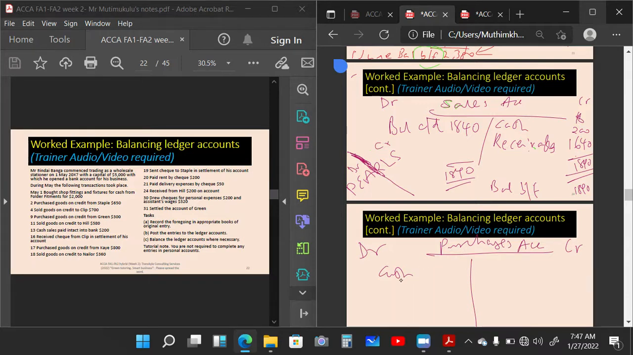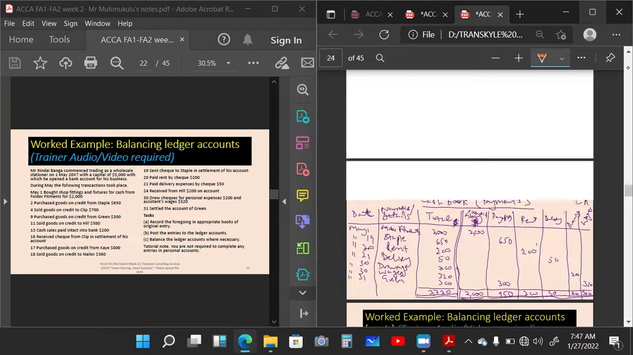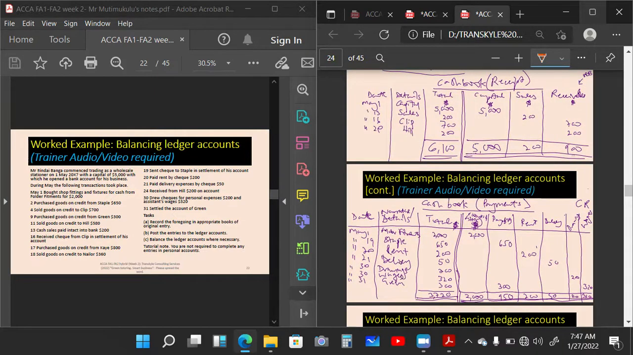We are buying purchases, so we debit purchases. This is debiting purchases. Did we buy anything for cash? Let us go to our cash book. The cash book tells us cash transactions. Did we have any cash?